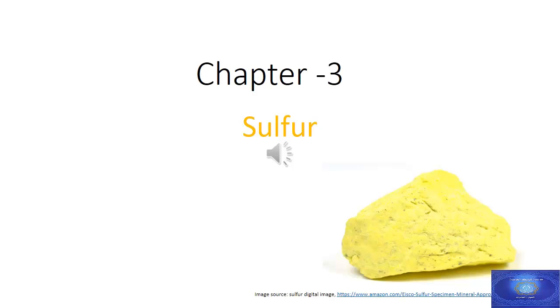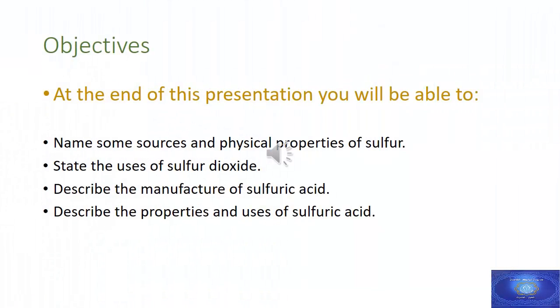Now let us start a new chapter. Chapter 3, Sulfur. So these are all the 4 topics we are going to learn in this chapter. And by the end of today's class, you will be able to know some sources of sulfur and its physical properties, uses of sulfur dioxide, how to manufacture sulfuric acid, and the properties and uses of sulfuric acid.